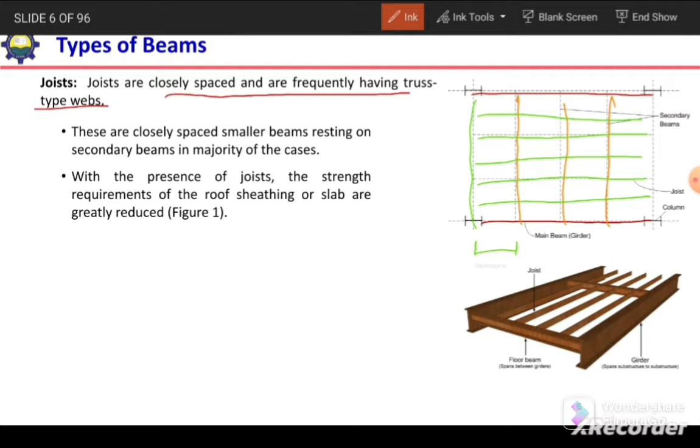So here if we see, so this is the primary beam or girder. The beam which is perpendicular to that girder is secondary beam, or in case of bridges we term it as a floor beam, and the beam which is perpendicular to the secondary beam, this is termed as joist. So these are very closely spaced.